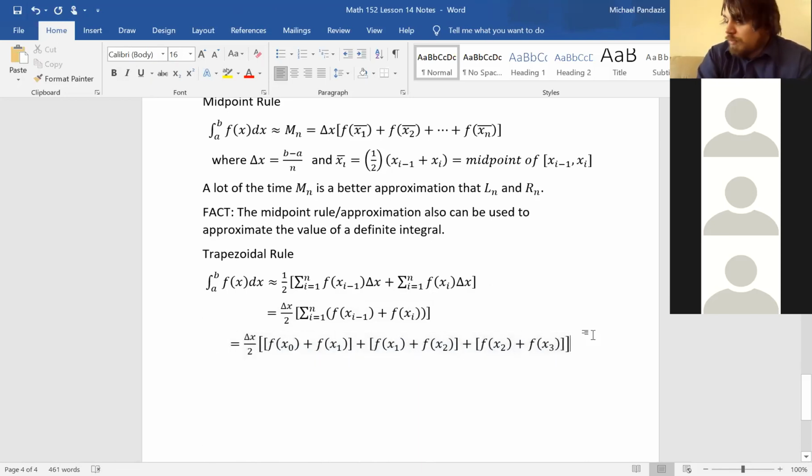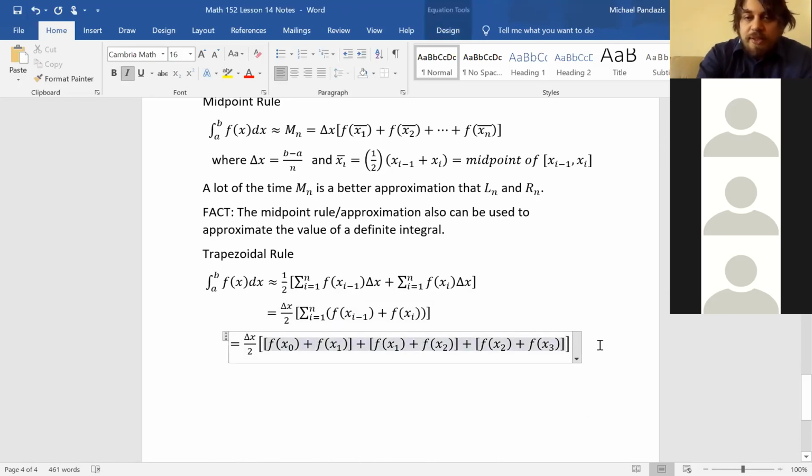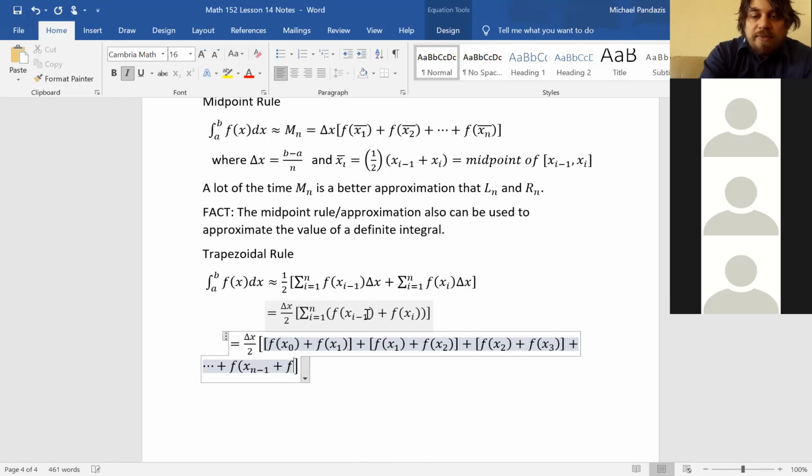Then you keep going until you get to the last term. So it's plus dot dot dot plus. Now the last term is when i is n, so you get f of x sub n minus 1 plus f of x sub n. And so that is the last term in the sum.